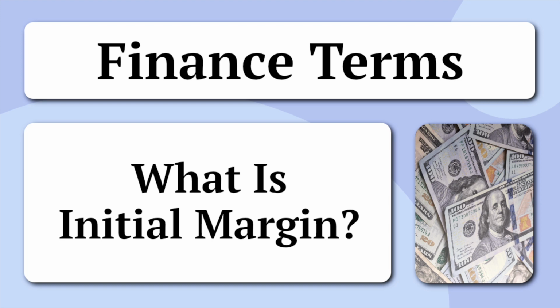Initial margin is the upfront collateral required by a broker from an investor to open a position in a financial instrument, such as stocks, futures, or options. It serves as a security deposit, ensuring that the investor has the financial capacity to cover potential losses. The purpose of the initial margin is to mitigate the risks associated with market volatility and to protect both the investor and the broker.